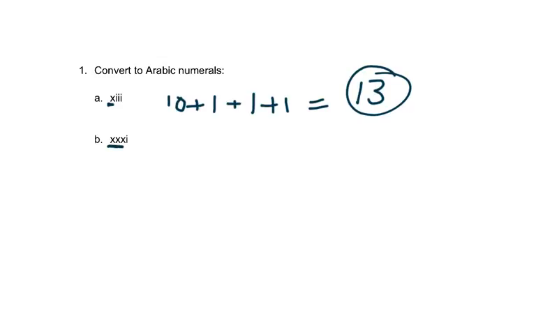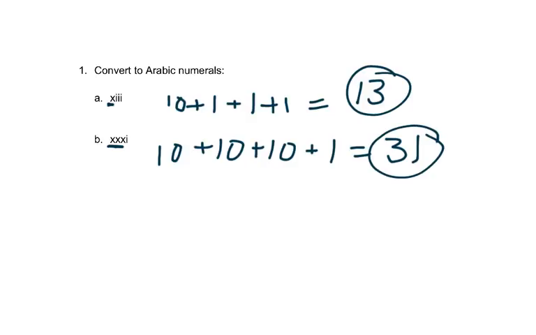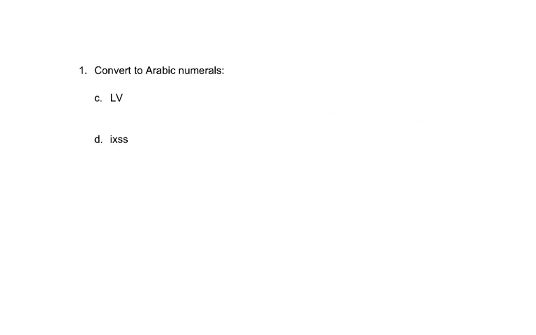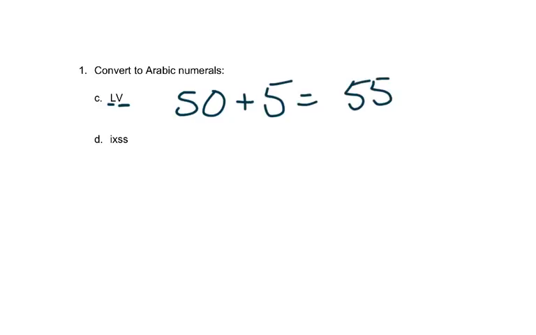Here, the biggest letters we have are the X's, and there's 10 of them, so they're added together. And then there's a 1 after it, so it's added onto it also. So we get 31. Here, our biggest number is L, and L is 50. V is after it, and that's 5 more added to it, so we get 55.